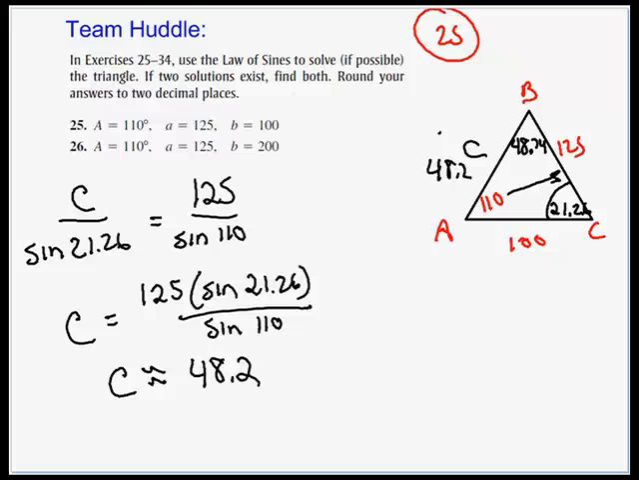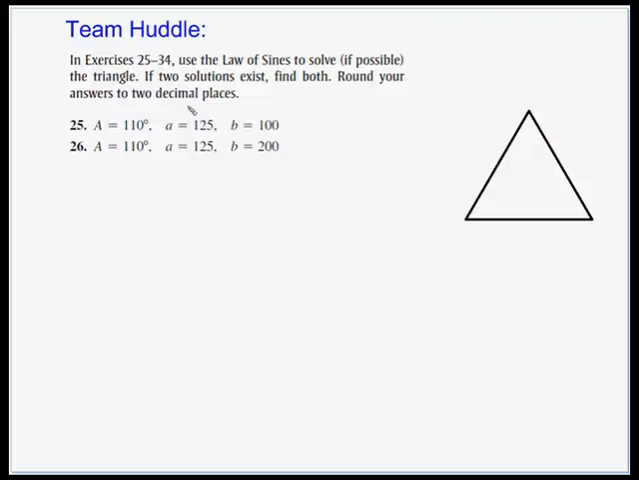Angle A, this is for number 26. Angle A is the same 110. Side A is the same 125. But now side B has changed. Side B has grown to 200. Does that mess anything up? Well, let's see. Here's where we start.